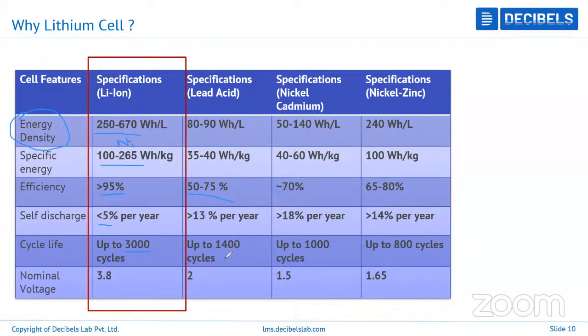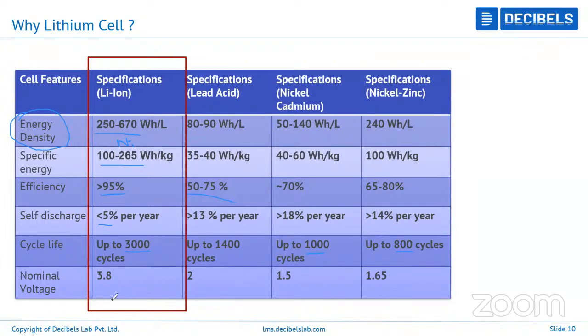So up to 1,400 cycles from the lead acid battery, and very poor life cycle on the nickel type batteries, so the nickel cadmium and nickel zinc. Up to 1,000 and up to 800, simply because the materials inside cannot sustain themselves over extended charging and discharging cycles. So for that reason, 1,000 is all you can expect from that.